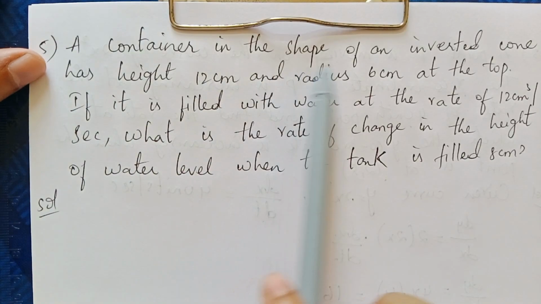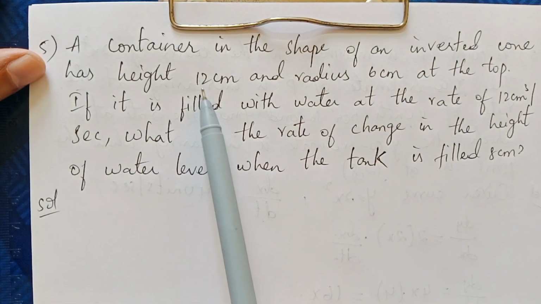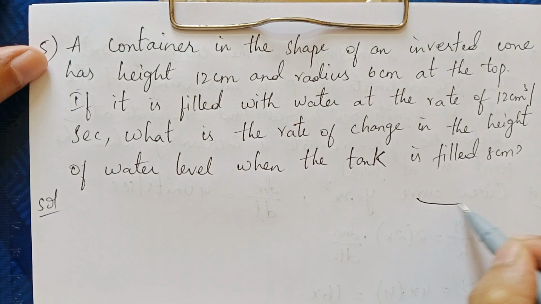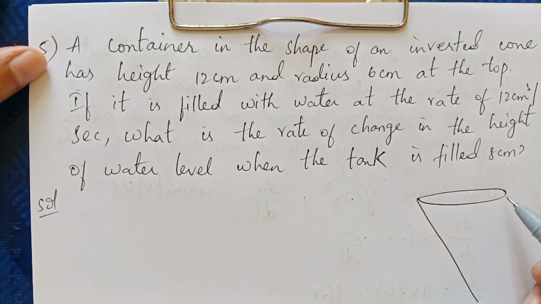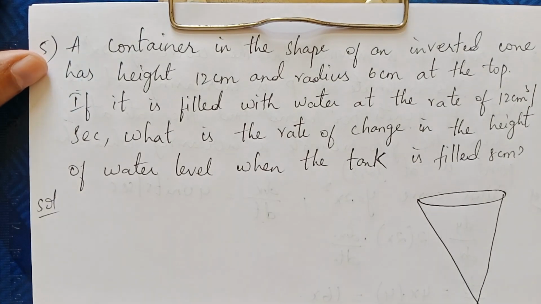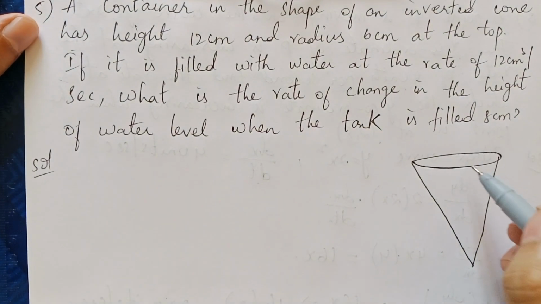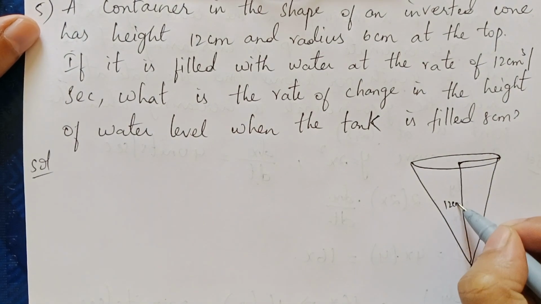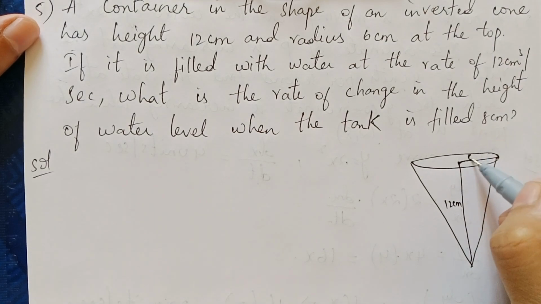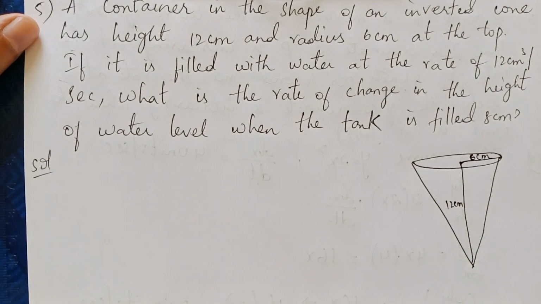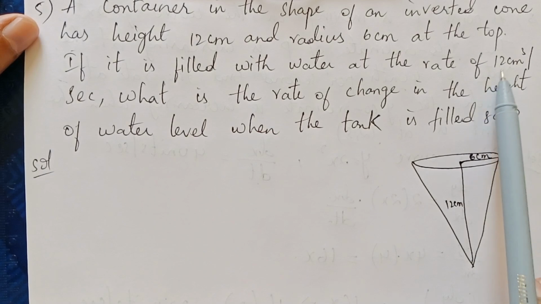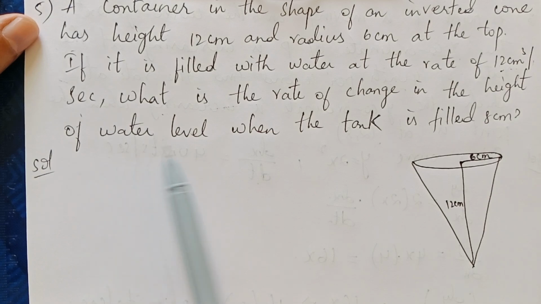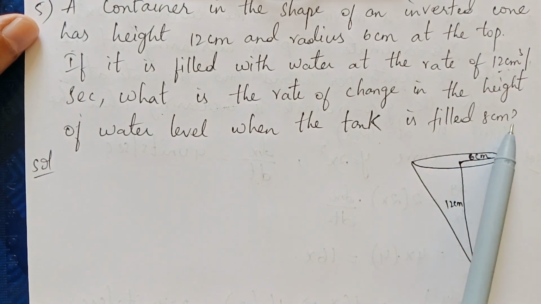A container is in the shape of an inverted cone, has height 12 centimeters and radius 6 centimeters at the top. So there is an inverted cone here, and its height is given. Its height is 12, so we can take the height like this. This complete is 12 centimeters and the radius on the top is 6 centimeters. If it is filled with water at a rate of 12 centimeter cube per second, what is the rate of change in the height of the water level when the tank is filled up to 8 centimeters?